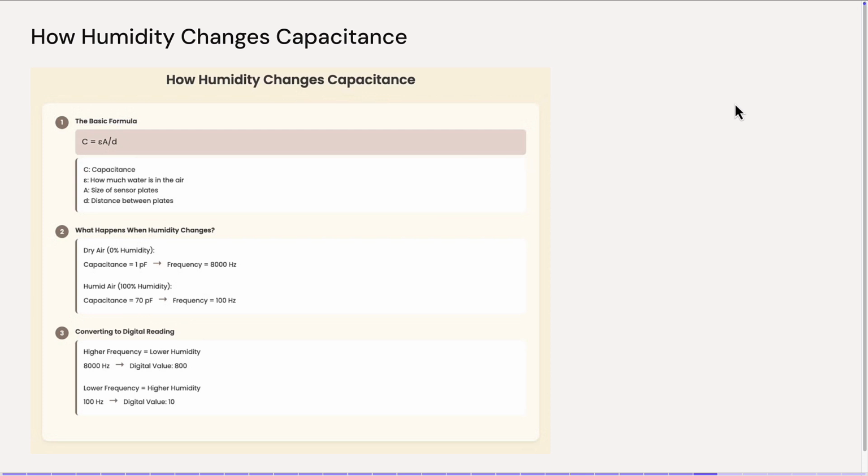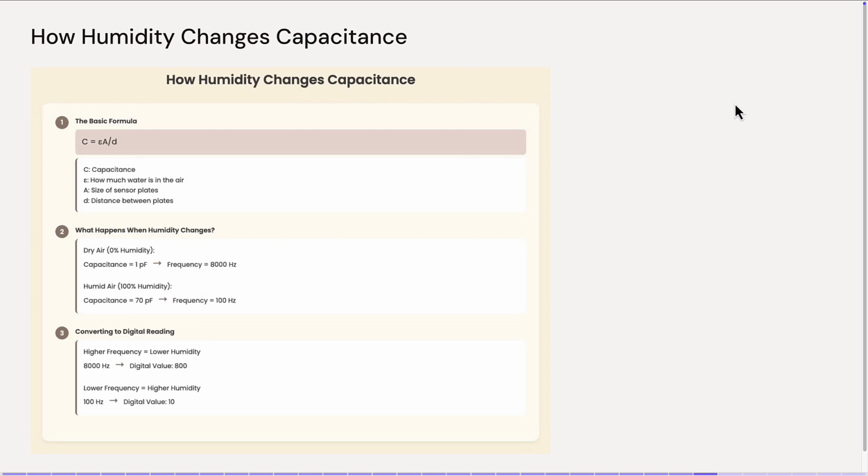We have a capacitance here. In dry weather, the capacitance is going to be equal to 1 pF, and this is going to generate 8,000 hertz. So the frequency counter will read the value of 8,000 hertz. Using an analog to digital converter, this is going to be converted into a digital value of 800, between 0 and 1024, since the ADC is 10 bits. So we convert this into a value, and based on this value we can map it. This corresponds to 0 degrees of humidity. It's the same principle.